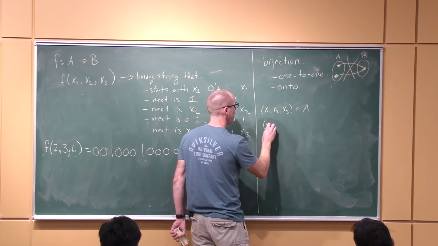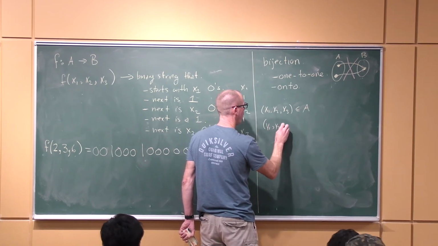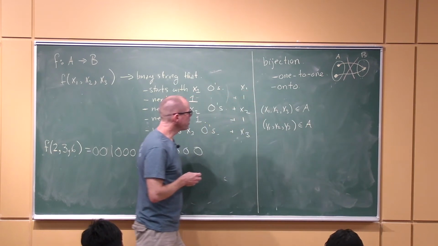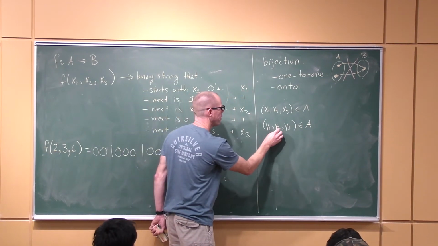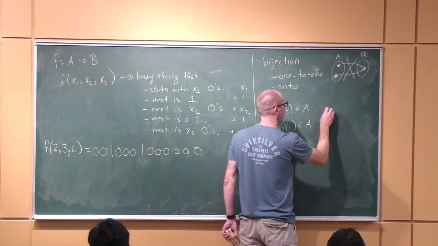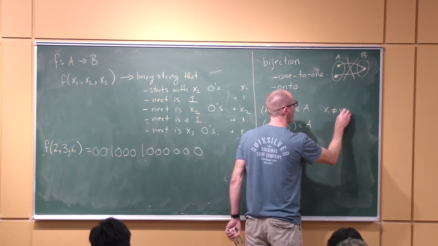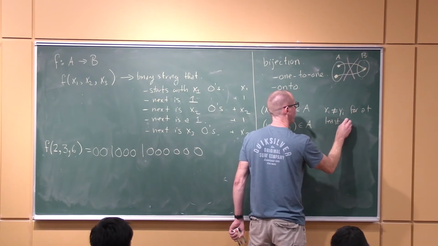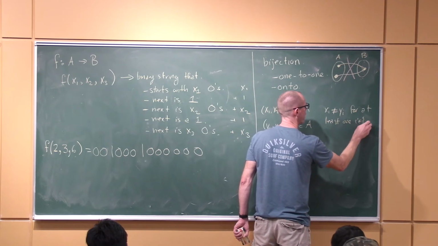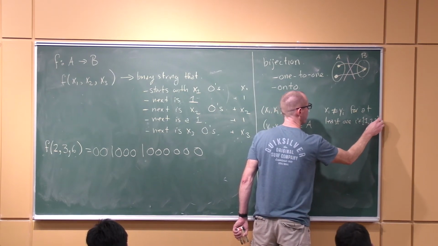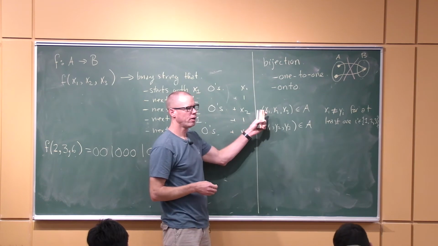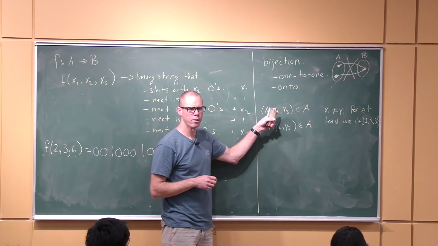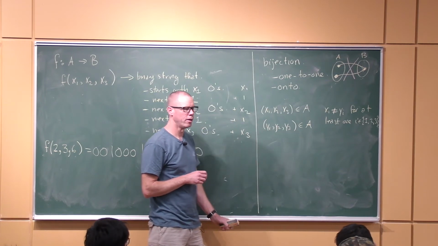And we have a different thing in A, we'll call it y1, y2, and y3. And what does it mean that these are different? It means that xi is not equal to yi for at least one i in 1, 2, 3. So they have to differ in one of the 3 coordinates at least. If they're the same in every coordinate, then they're the same triple of things.